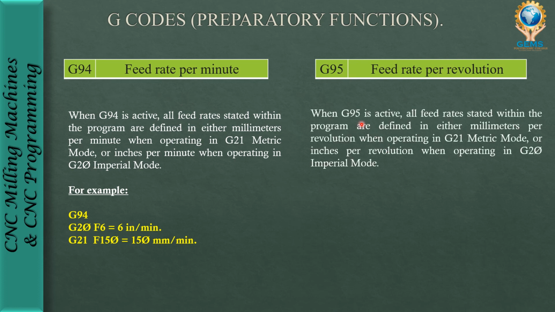If you are mentioning G95 along with G20, it means inches per revolution, and if you are mentioning G21, it means millimeters per revolution. G20 F6 means 6 inches per revolution, and G21 F150 means 150 mm per revolution.